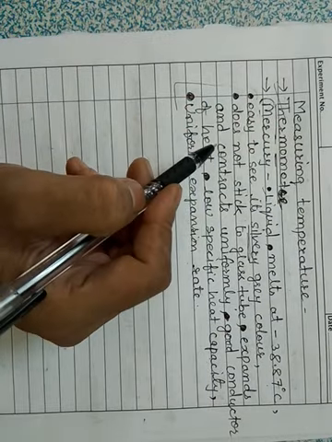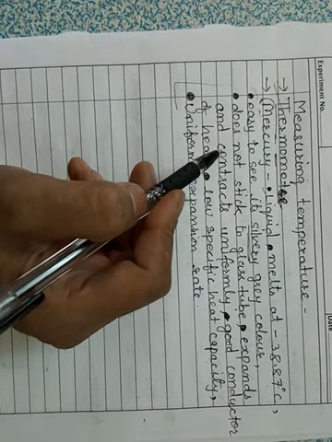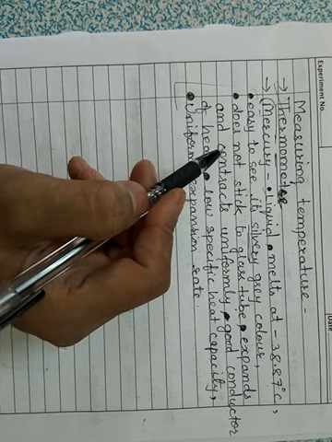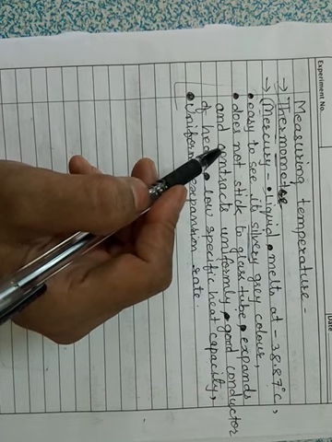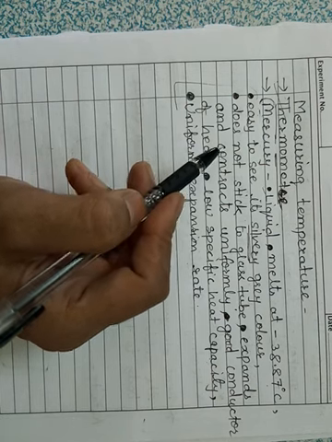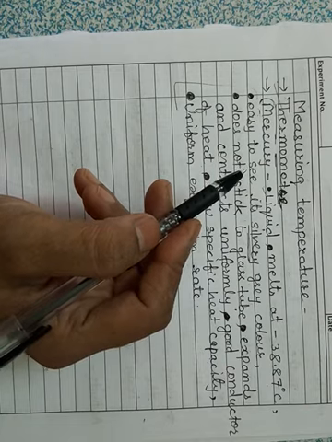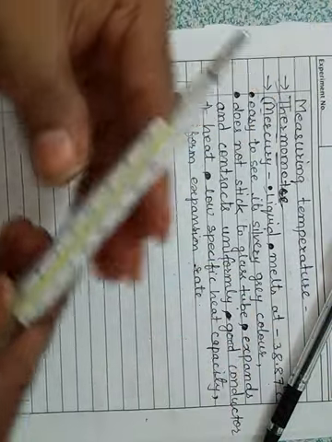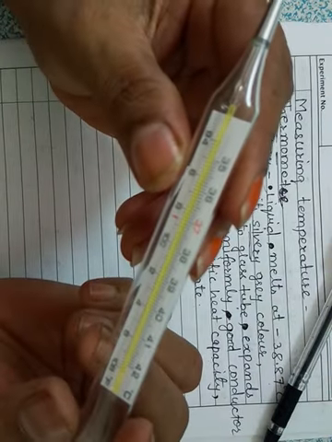Then we'll see how the thermometer looks. Generally we use a clinical thermometer. We don't use a laboratory thermometer. Laboratory thermometers are used in experiments in the laboratories. So we use a clinical thermometer. Here I am going to show you a thermometer. If you have one at your home, you can check it.